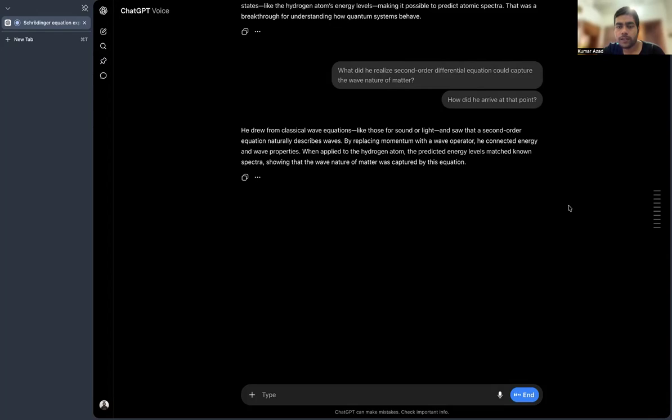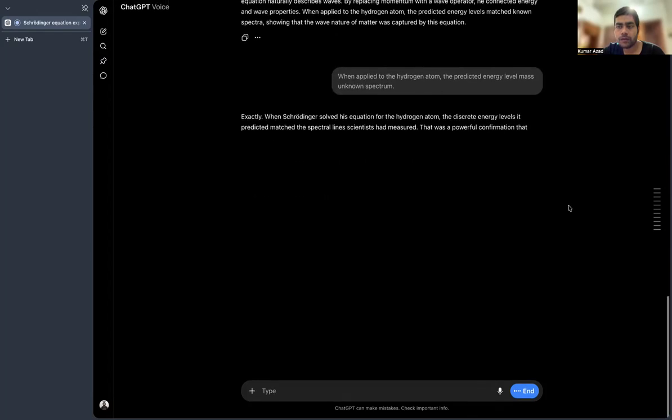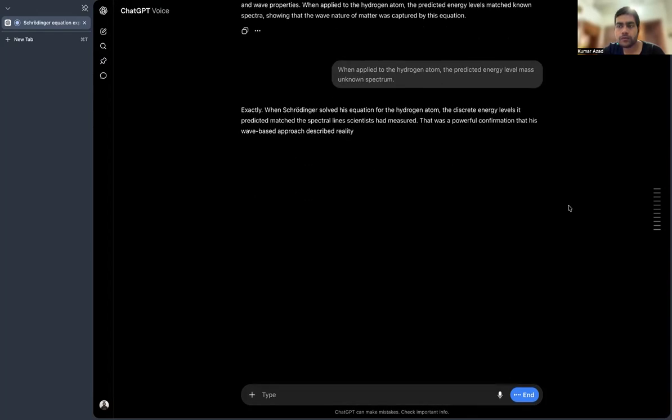So when applied to the hydrogen atom, the predicted energy levels matched the known spectra. Exactly. When Schrödinger solved his equation for the hydrogen atom, the discrete energy levels it predicted matched the spectral lines scientists had measured. That was a powerful confirmation that his wave-based approach described reality at the atomic scale.